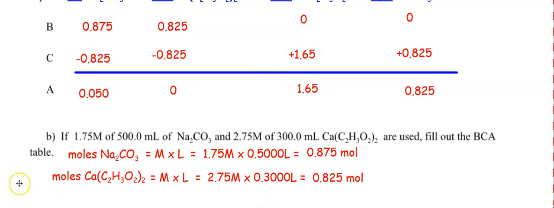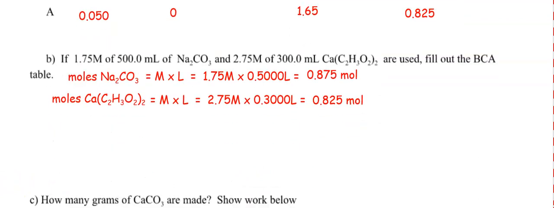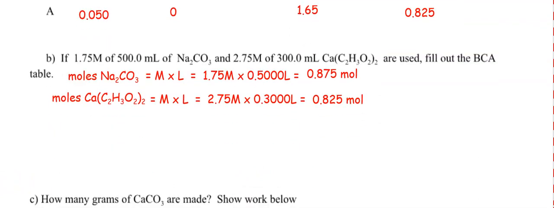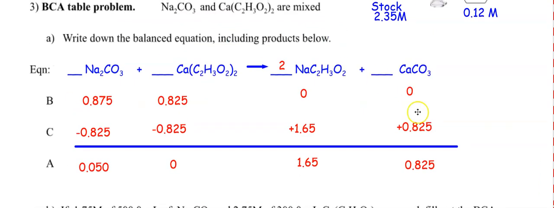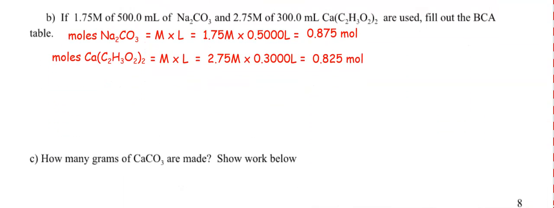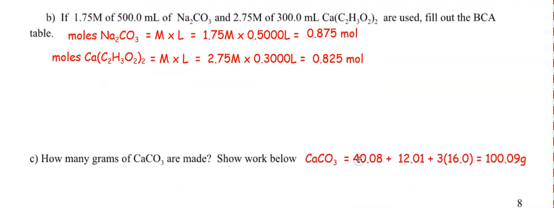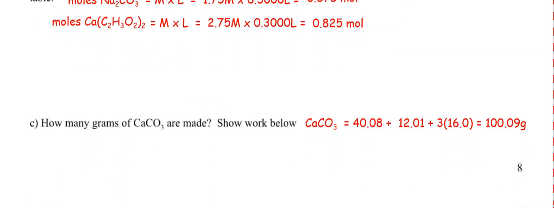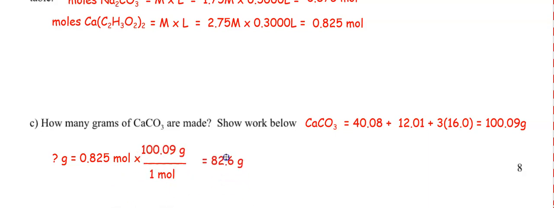So now what's left to do is to answer part C. How many grams of calcium carbonate are actually made? Well, let me scroll back up. I have this many moles of calcium carbonate made. So now I have to come up with how many grams. I need molar mass. Why do I need molar mass? Because I'm looking for grams, periodic table. All right. So how many grams is 0.825 moles? I'll put 1 mole on the bottom, 100.09 grams on top, and I get 82.6 grams of calcium carbonate made.